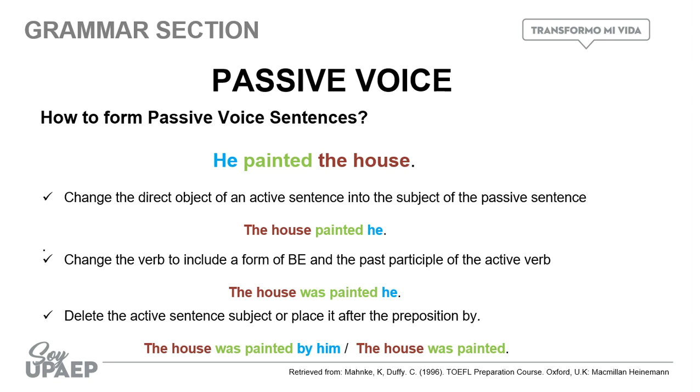So let's review. First, we change the subject to be an object and the object to be a subject. Then we identify the tense of the sentence. We change the verb in order to include the form of the verb to be plus the past participle. The verb to be has to be in the tense of the sentence and then the past participle. And after that, we include the preposition by before the object or we eliminate it.